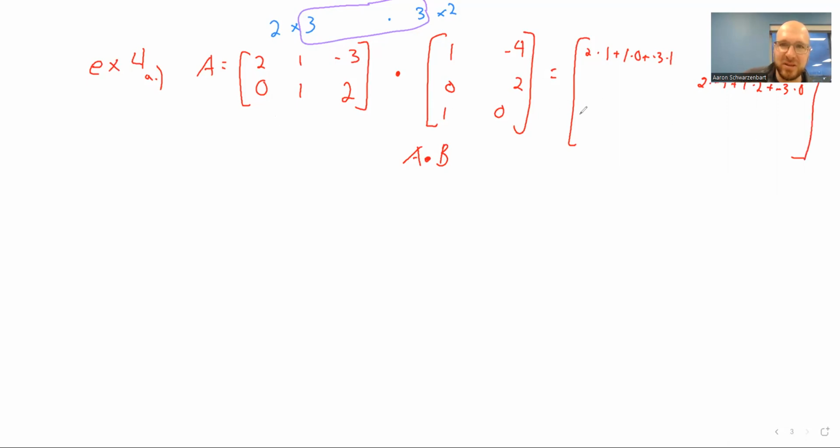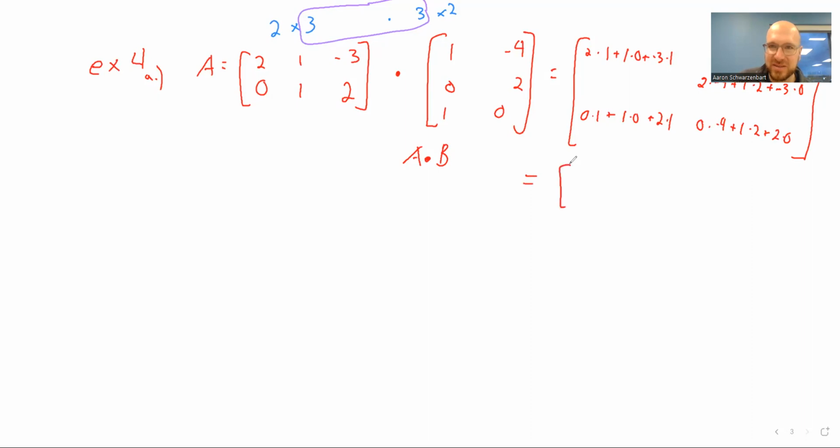Now, for row 2, column 1, I take row 2 of the first one times column 1 of the second one. 0 times 1 plus 1 times 0 plus 2 times 1. And then row 2, column 2, row 2 of the first one, column 2 of the second one. 0 times -4 plus 1 times 2 plus 2 times 0.